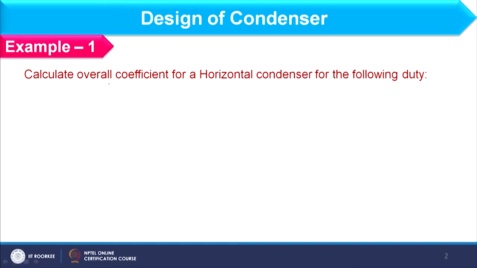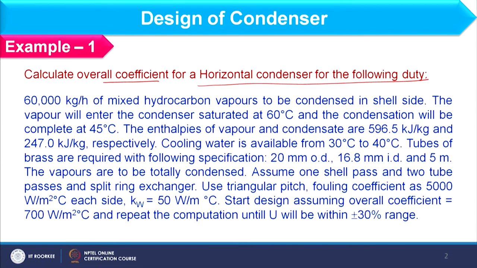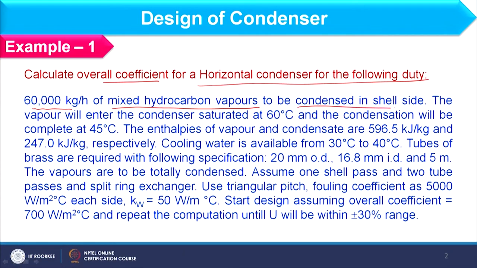In this example, we have to calculate the overall coefficient for a horizontal condenser for the following duty. It means the orientation is already given to you, so that is the horizontal condenser, and the system is like, we have 60,000 kg per hour of mixed hydrocarbon vapor. So this is not a pure component. Here we are going to design the condenser having mixed hydrocarbon feed, which is condensed in the shell side. So you see, orientation as well as condensation side is already given. We have shell side condensation with a horizontal condenser.